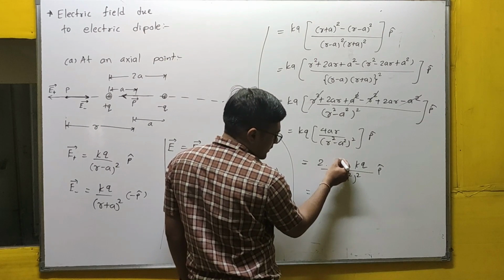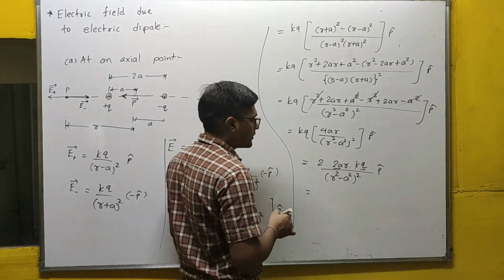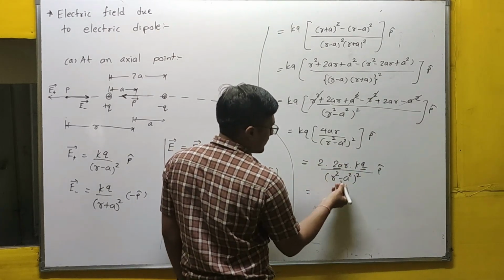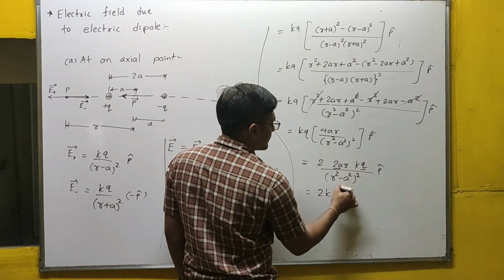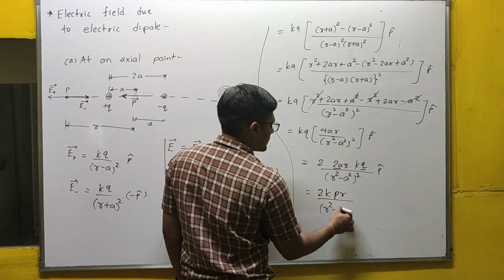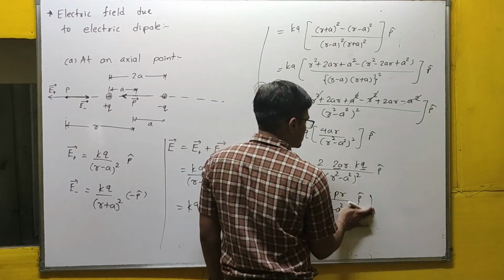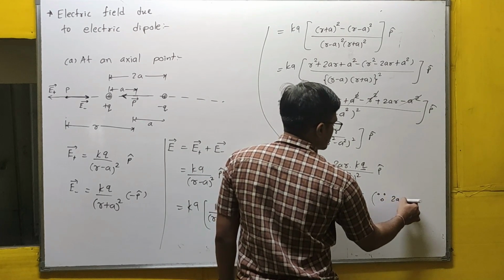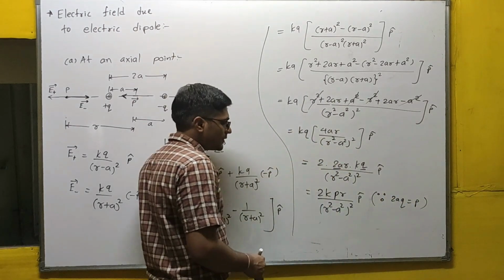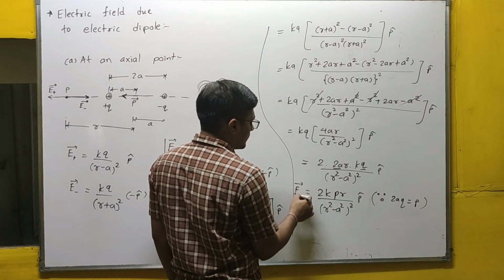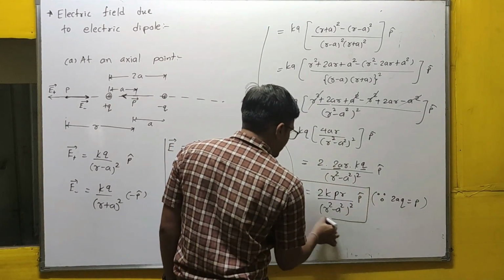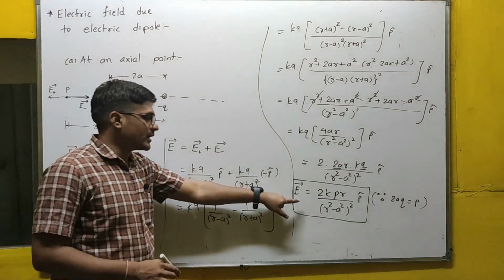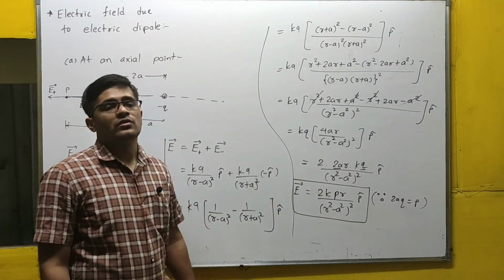Now in place of 2AQ, you can write the dipole moment P. In place of 2A into Q, you can write dipole moment P. So 2KPR divided by (R square minus A square) whole square. What is the reason? The reason is 2AQ is equal to the dipole moment P. So this is the formula of electric field at an axial point. Axial point means the point which is on the axis of the dipole, denoted by 2kPr divided by (R square minus A square) whole square P cap.